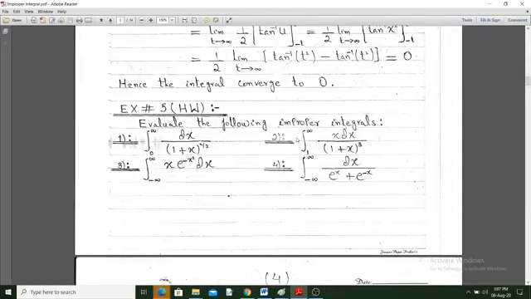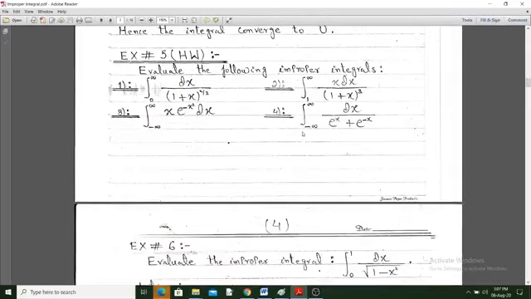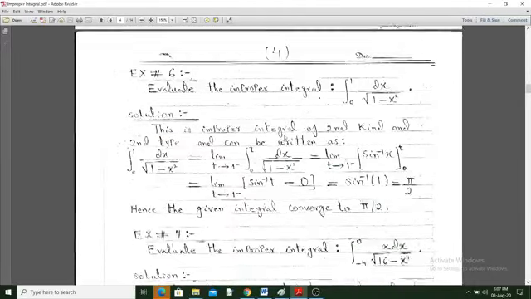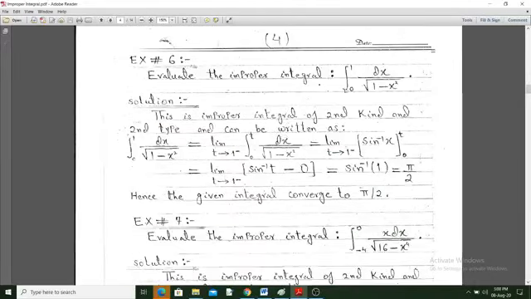These are some examples. You have to solve these examples. These are very simple examples. Let's discuss example number 6, and this is the integral. Now you see neither the lower nor the upper limit is infinity, so this integral is not first kind.